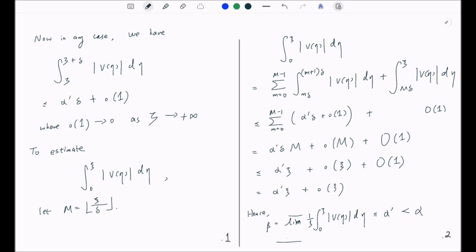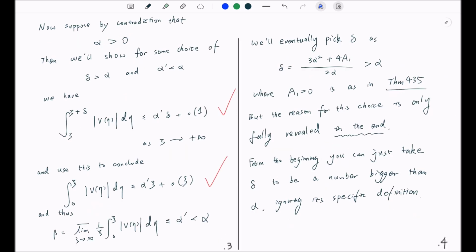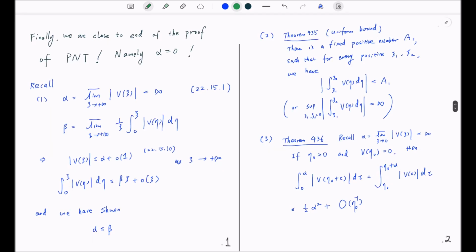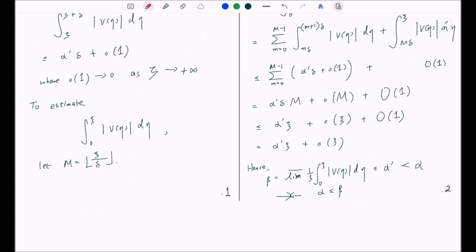But this is a contradiction to the result that alpha is less than or equal to beta in the previous section. And the source of this contradiction comes from the assumption that alpha is positive. Therefore, alpha cannot be positive. So alpha must be 0. And that is precisely what we need for the prime number theorem. So with this, we finally finish the proof of the prime number theorem.